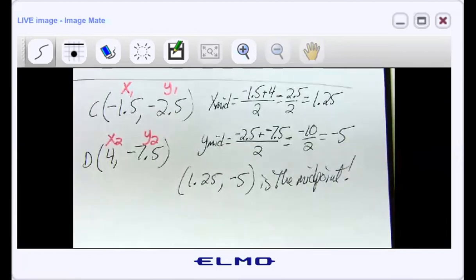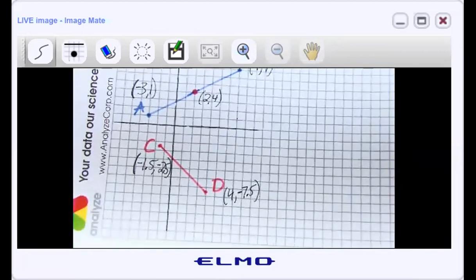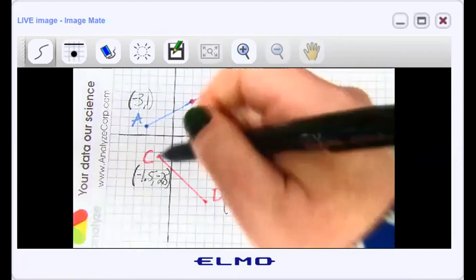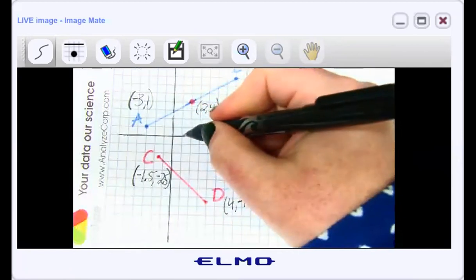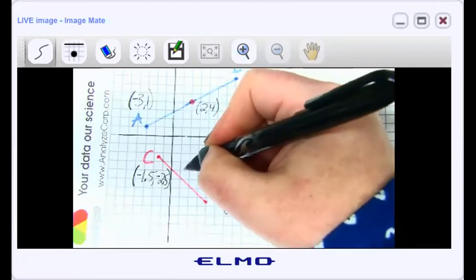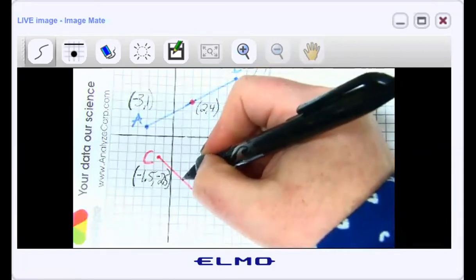So let's look back on our grid and just see if that really does line up. 1.25 comma -5. All right, let's see. So here's my grid. So if I come in 1.25, so here's 1, and I just want to be a little bit over, and then I want -5. 1, 2, 3, 4, 5. Ding, ding, ding. Check that out.